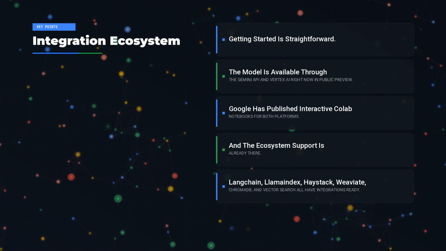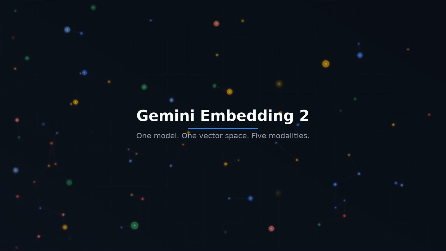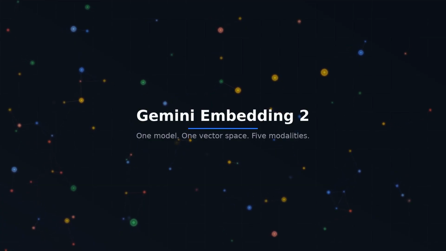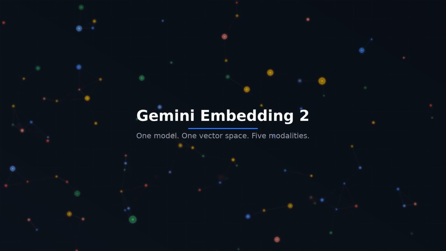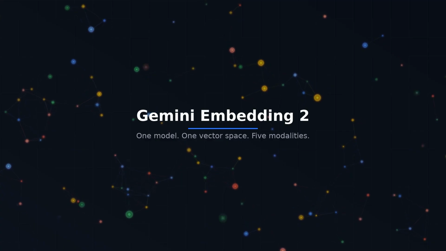Gemini Embedding 2 is a meaningful step forward for multimodal AI infrastructure. One model, one vector space, 5 modalities. If you are building anything that needs to understand and search across different types of content, this is worth evaluating.